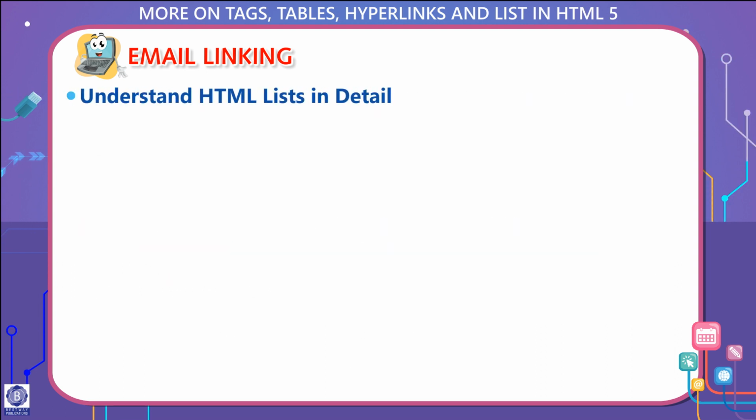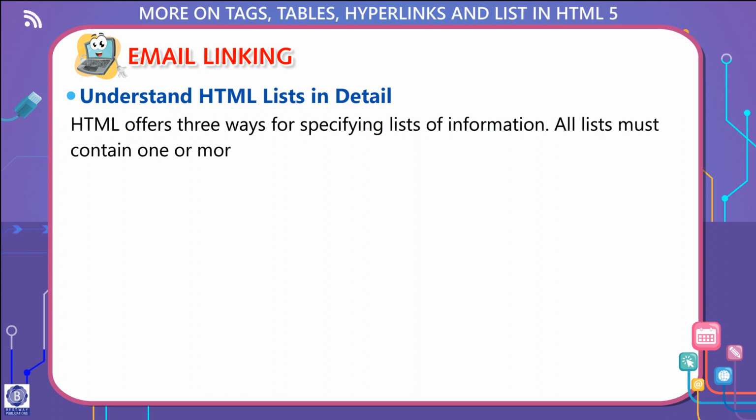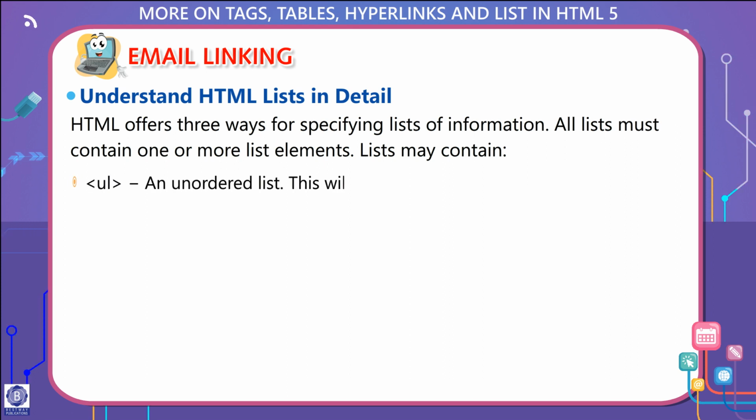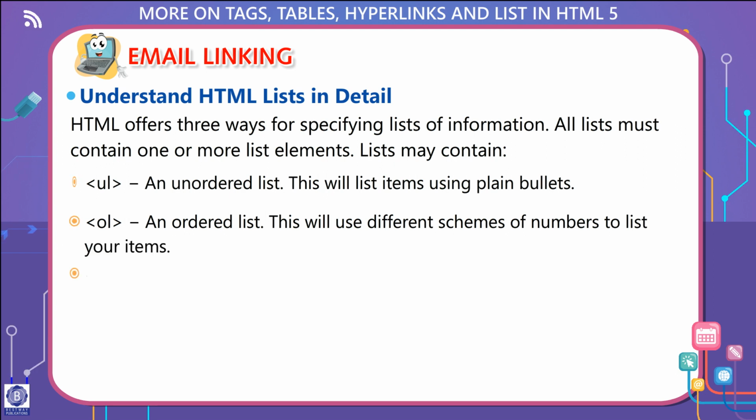Understand HTML lists in detail. HTML offers 3 ways for specifying lists of information. All lists must contain one or more list elements. Lists may contain UL, an unordered list. This will list items using plain bullets. OL, an ordered list. This will use different schemes of numbers to list your items. DL, a definition list.